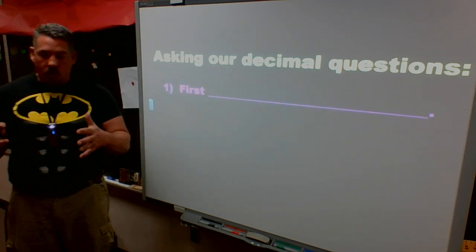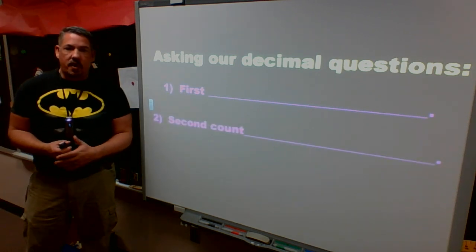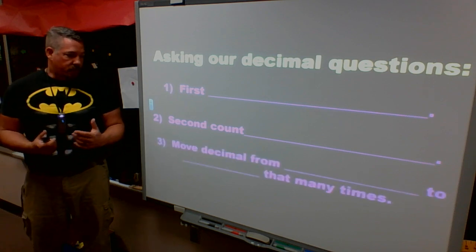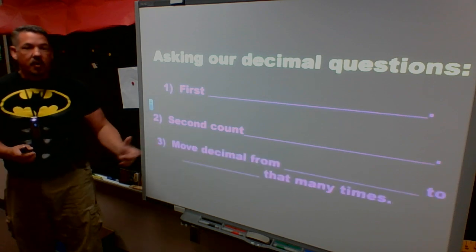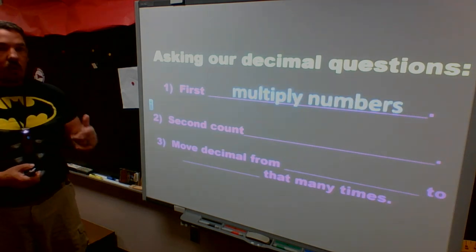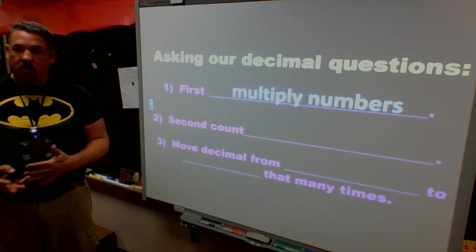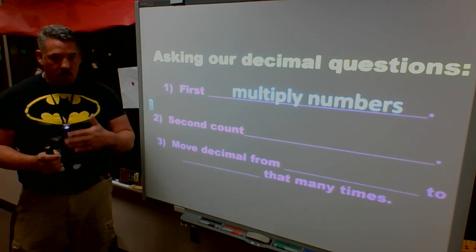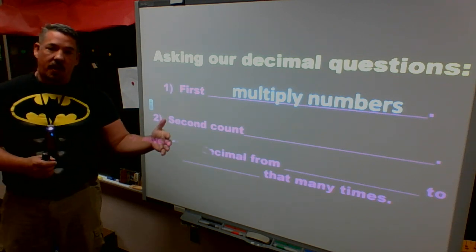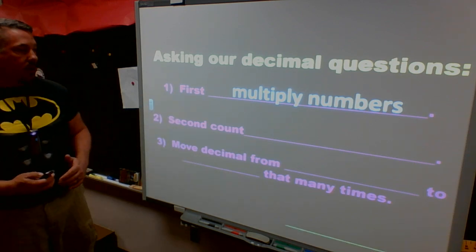The first thing, what's my first thing that I do? First, and then I have a second thing that I have to count. Then I have to move something. Well, moving something is decimals, and I have to know how I move it. So what do I do first? I simply multiply my numbers. With addition and subtraction, I line up my decimals, bring it down, fill in with zeros, then I can add. On multiplication, I multiply first, and then we work with our decimals.